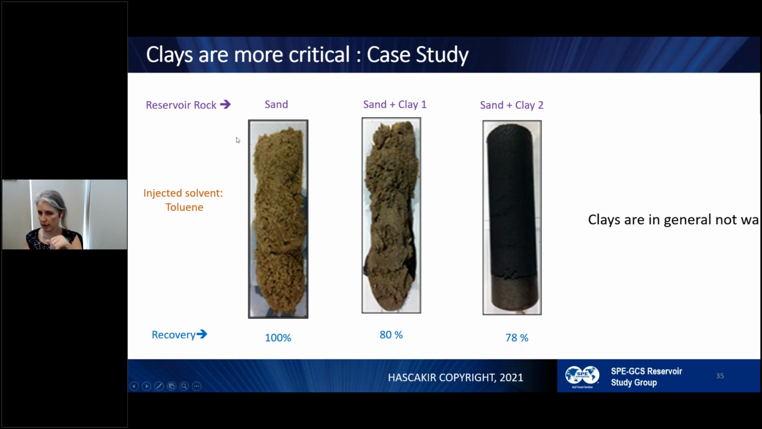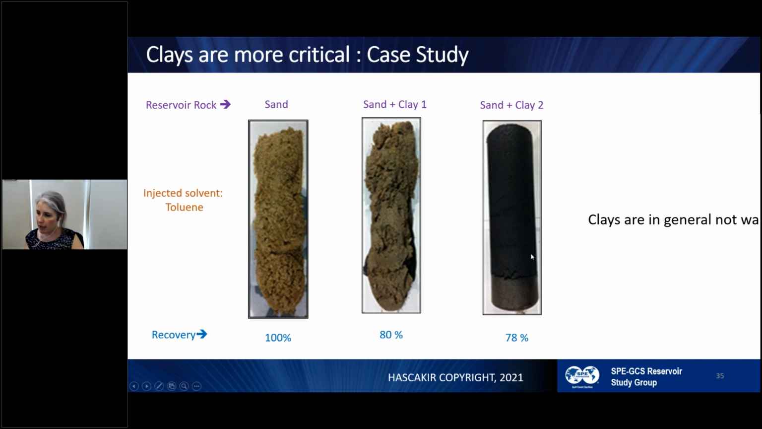So here I have another oil sample that I haven't shown you before, and here we are injecting toluene to recover the oil inside just sandstone, inside sandstone plus clay 1, and inside sandstone plus clay 2. Clay 1 is kaolinite, clay 2 is kaolinite plus illite. As you can see from the post-mortem pictures, the illite is making the rock extremely cemented, blocking the pores and reducing the oil recovery significantly. And this is just a one-dimensional laboratory case. Think about how it will end in the reservoir.